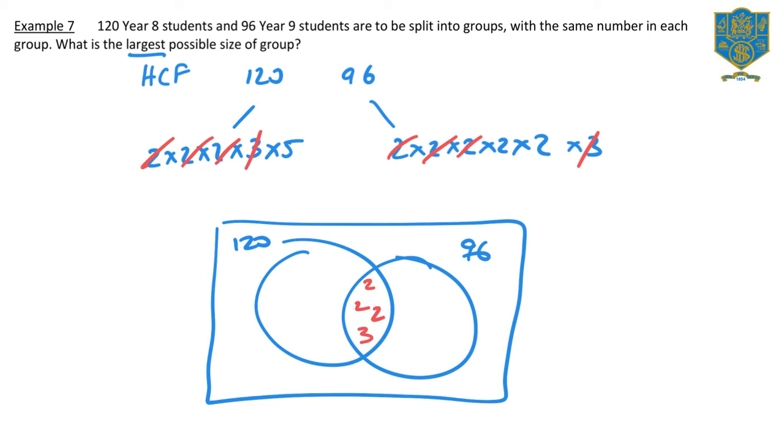Then in the 120 circle we're missing a 5, and in the 96 we're missing 2 2's. And because we're looking for the HCF, it is going to be 2 times 2 times 2 times 3, which is 24. So the largest group size is 24.